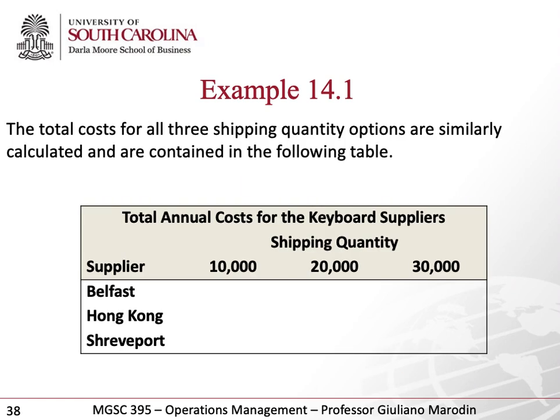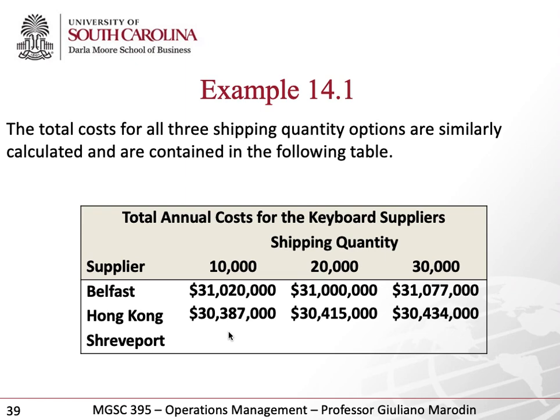Now we need to do Belfast 20,000, Belfast 30,000, Hong Kong 10, 20, 30, and Shreveport 10, 20, 30. So you have to calculate that for the 9 different options in this example. And then the question is, which one has the lowest total cost? You were right if you said Shreveport at 10,000. That's the lowest possible cost. So that's the suggestion that we can make to this manager, this purchase analyst, whoever is making the decision. This is your best option, and it will cost 30 million 352.